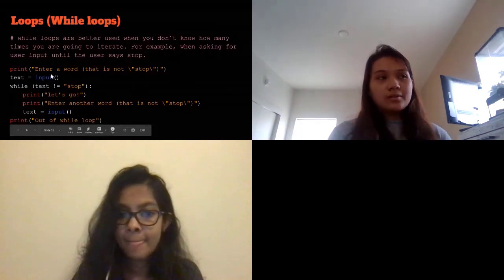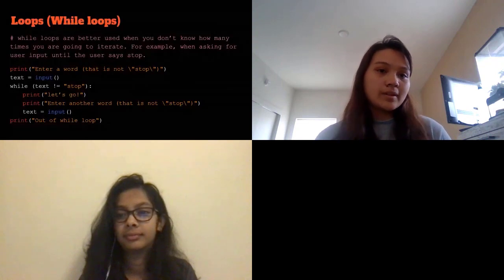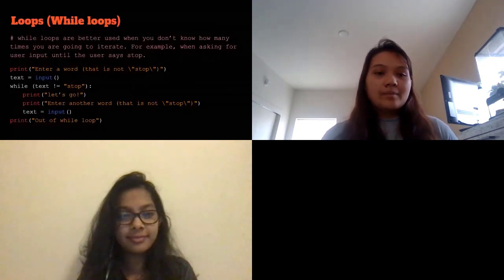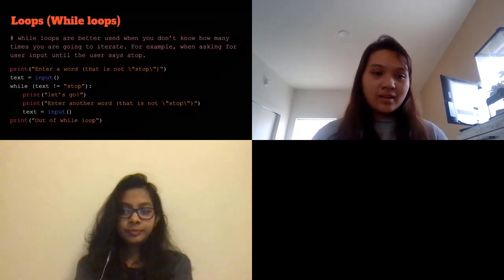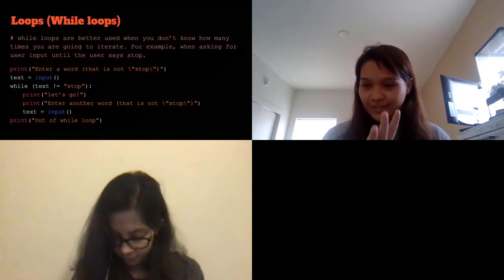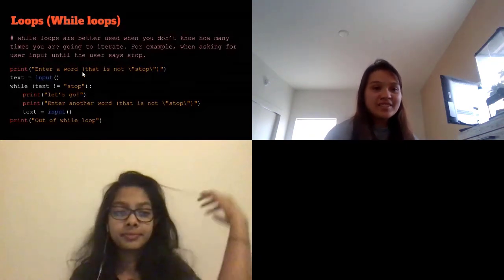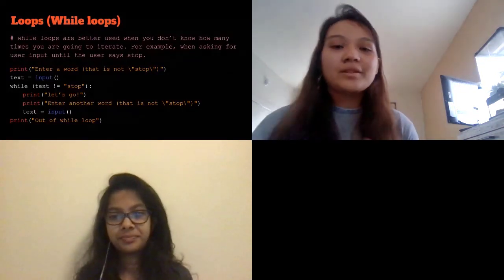So for loops are better when you know how many times you're going to iterate, and while loops are better when you don't know how many times you're going to iterate or repeat. But they both do the same basic thing, and they're both very, very similar. These are just subtle differences, but they both do pretty much the same thing.